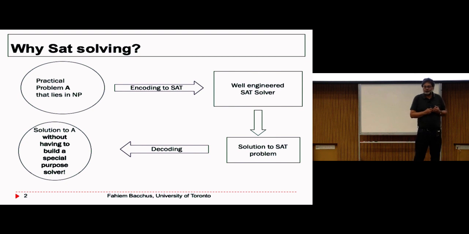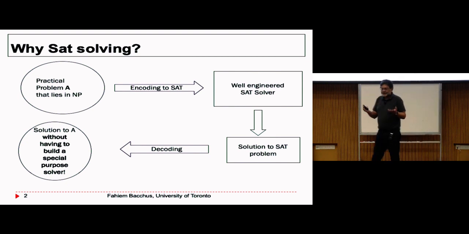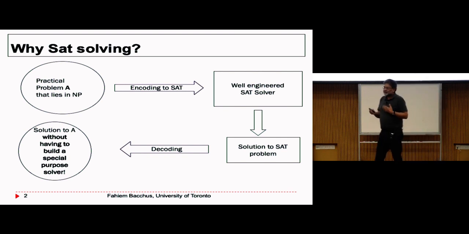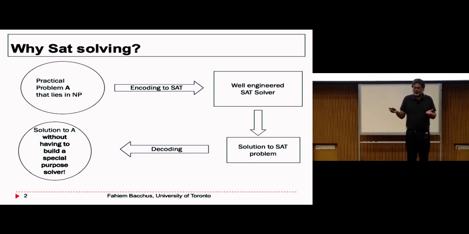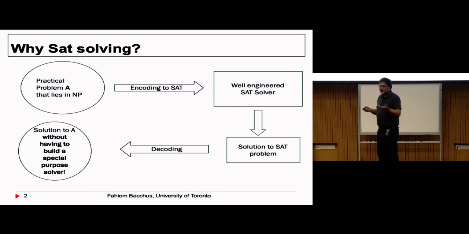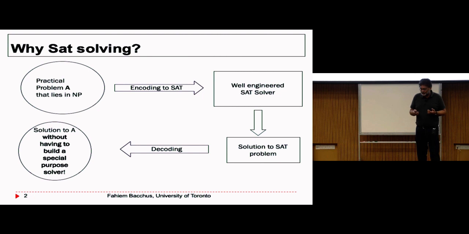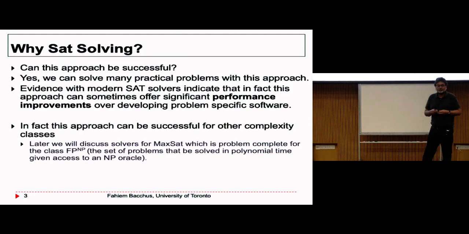The other alternative is, since you know that SAT is complete for the class NP, you can always encode your problem into SAT. And then you can take an off-the-shelf SAT solver that's been highly engineered and well-engineered, and use that to generate a solution to your SAT problem, and through your encoding, you can then translate it back to a solution to your problem. Okay? And so you get a solution to your problem without having to build a special purpose algorithm for solving it. You just use an off-the-shelf SAT solver.